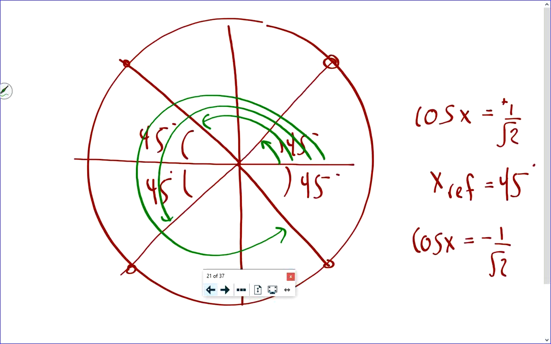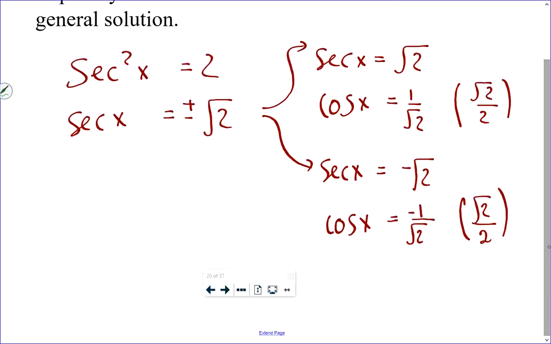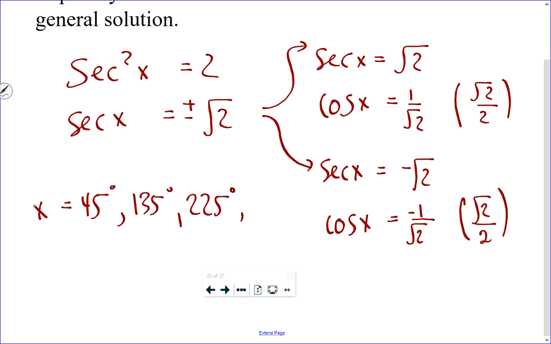But those four angles will be, going back to the question, 45 degrees. Help me out with my arithmetic here. 180 minus 45 is 135. 180 plus 45 is 225. And 360 minus 45 is 315 degrees. Okay.